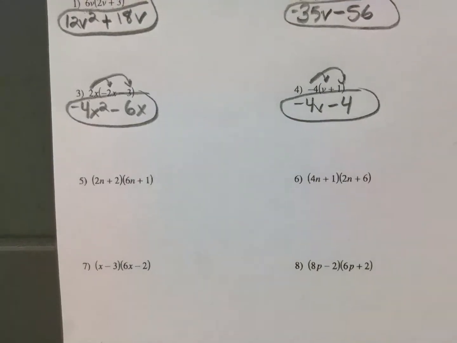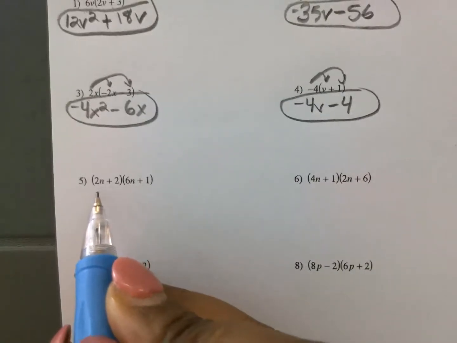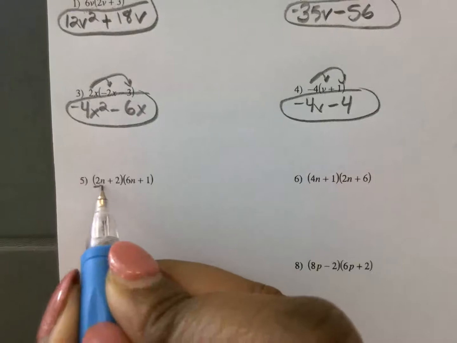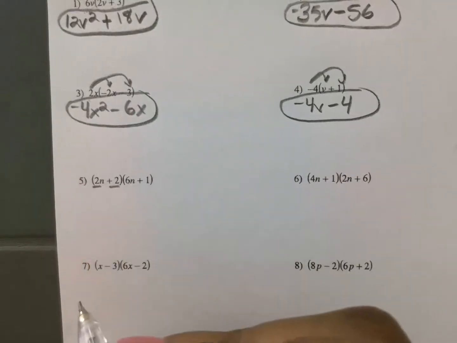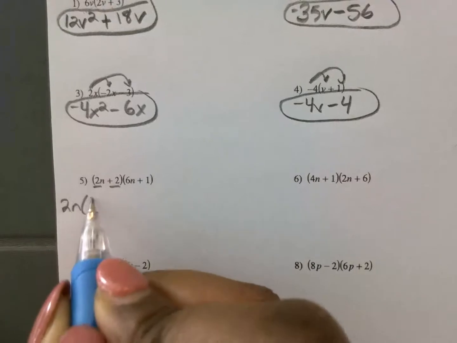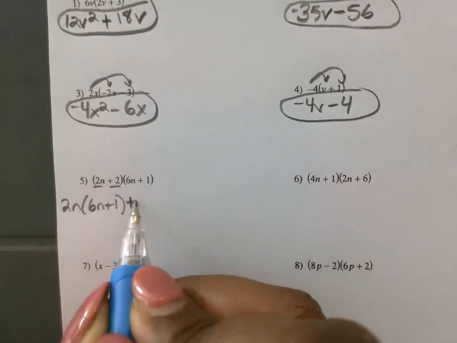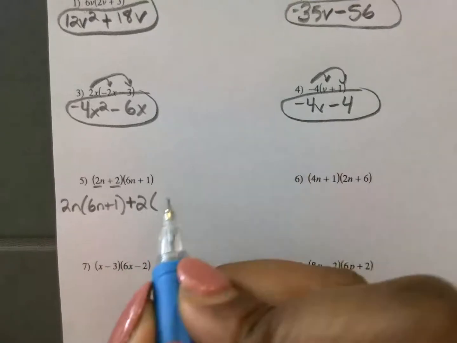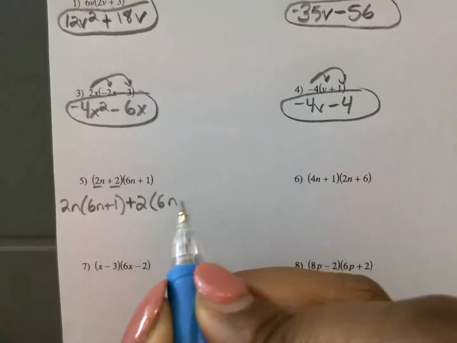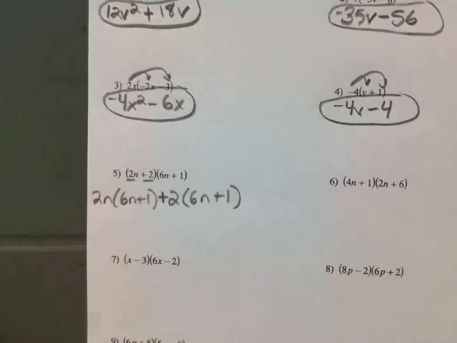This is how this works. In the first parentheses, you have 2 terms. So you are going to do distributive property twice. You're going to distribute the 2n times 6n plus 1, and you're going to distribute the plus 2 times 6n plus 1, and then you're going to combine like terms.